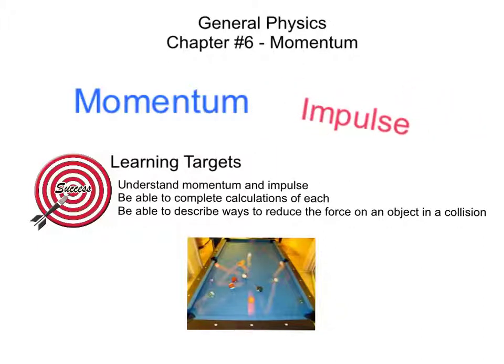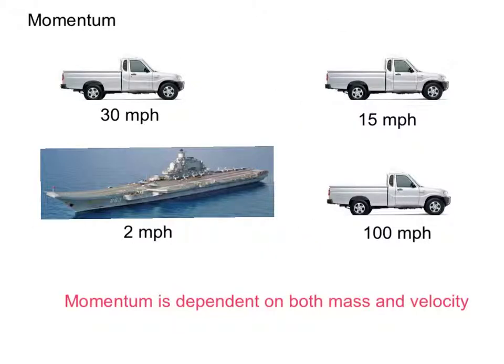By the end of this video, we should have a good understanding of momentum and impulse, be able to do some simple calculations of each, and also be able to describe ways to reduce the force on an object in a collision. So momentum is a word we've all heard before and probably have a good idea of what it is. We can all likely identify that a truck moving at 30 miles per hour has more momentum than an identical truck moving at 15 miles per hour.